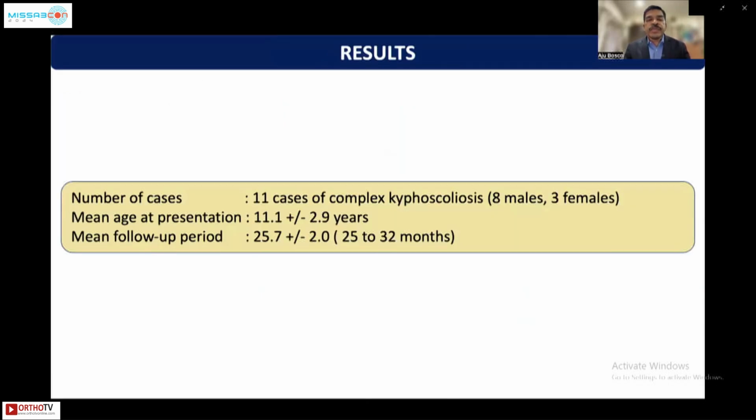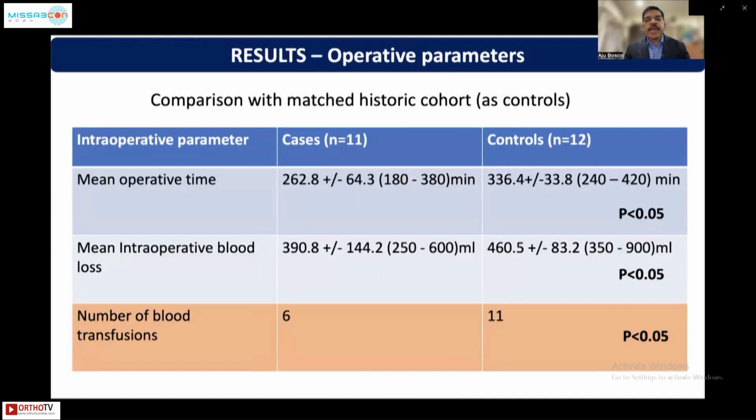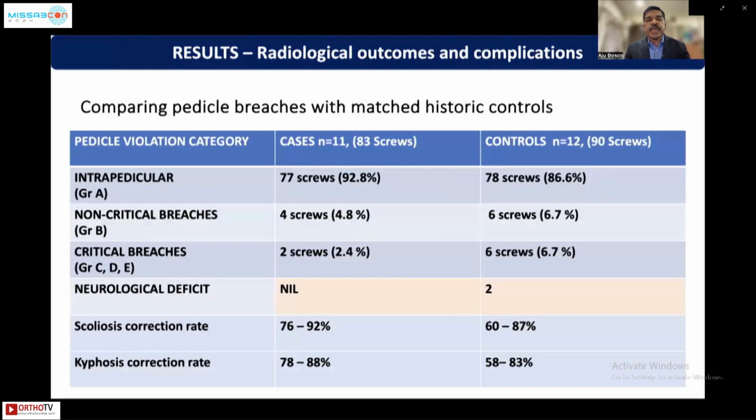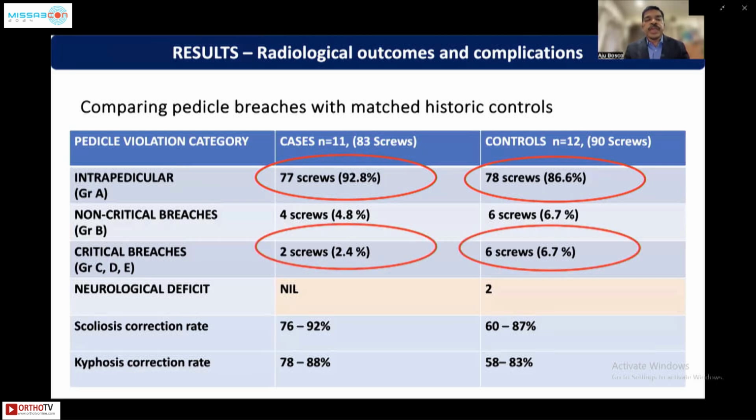A total of 11 cases of complex kyphoscoliosis were done using the 3D printed models, and we compared with a historic cohort of matched controls, and the mean operative time and blood loss were significantly less in the 3D printed groups, and pedicle breaches were assessed using Gertzbein-Robbins classification, and you can see that 92% of the screws were intrapedicular in the 3D printed group as against 86% in the non-3D printed group. More importantly, the number of critical breaches grade C, D, and E were reduced by 50%, and there were no neurological deficits in the 3D printed group as against 2 neurological deficits in the control group.